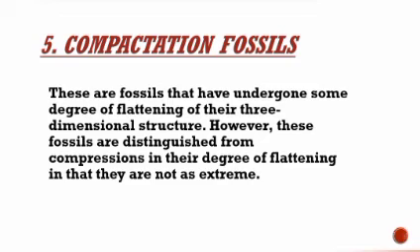Next, the fifth type is compaction fossils. These are fossils that have undergone some degree of flattening of their three-dimensional structure. However, these fossils are distinguished from compression fossils in their degree of flattening, in that they are not as extreme.